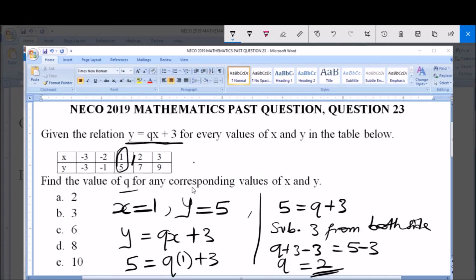So therefore, for any corresponding value of x and y, q will be equal to 2. And 2 here is option A. So option A is the answer to this question.